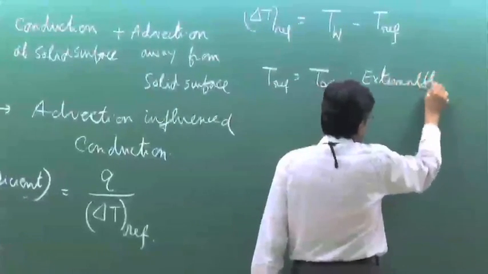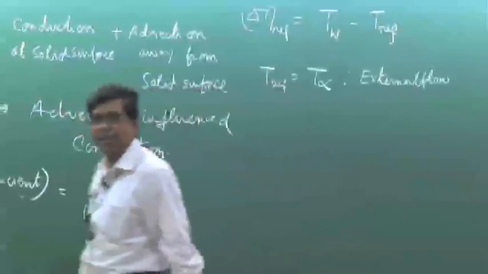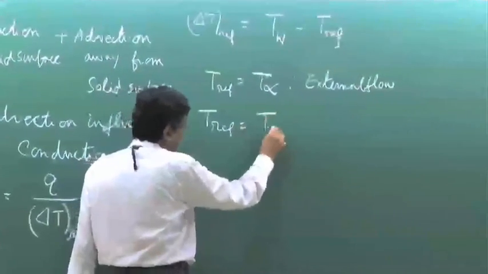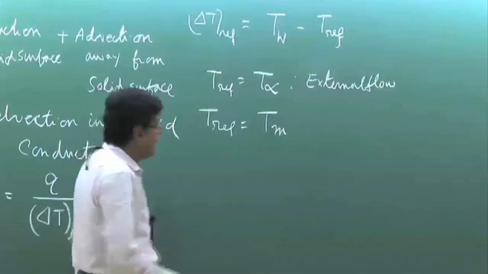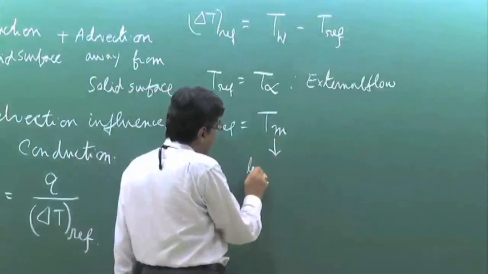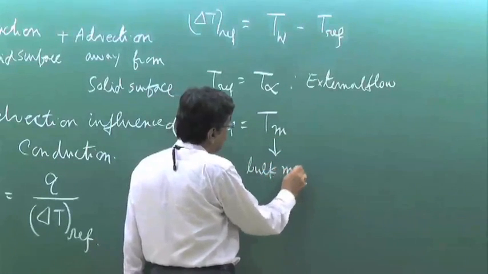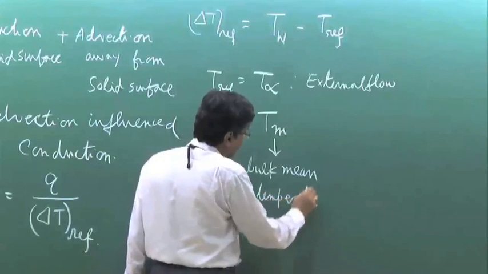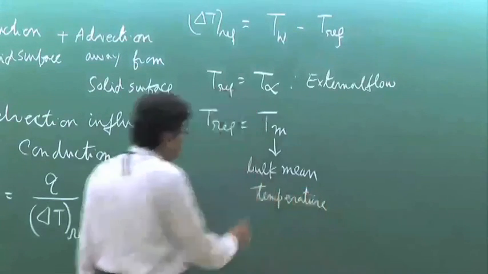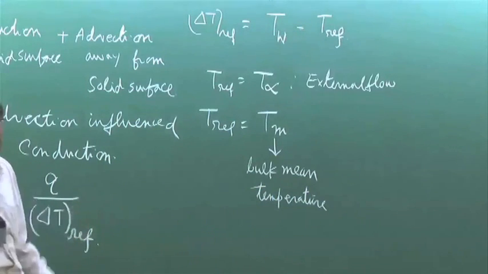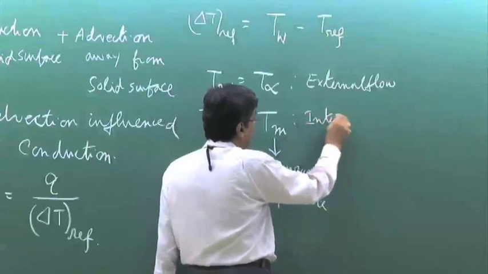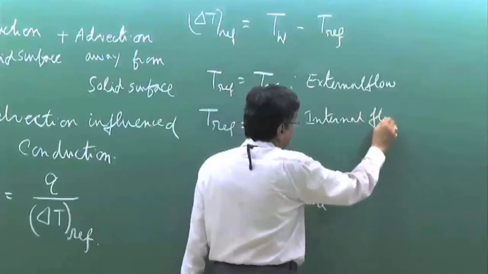Like this, which today we are discussing as an example. And for internal flow, that means flow through ducts, the reference temperature is T_m, the bulk mean temperature. This again will be taught afterwards. Today, along with the concept, some information has to be there on how the convection is presented.